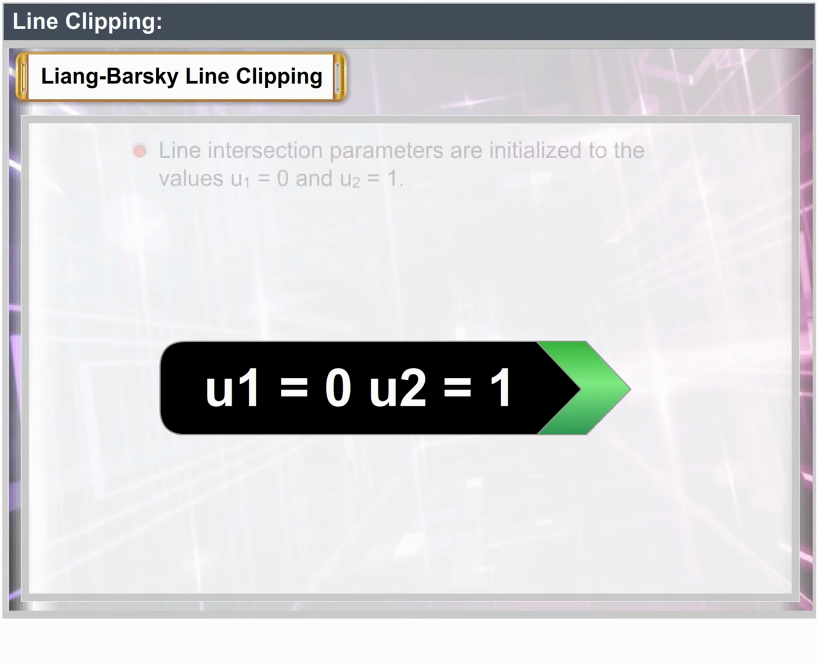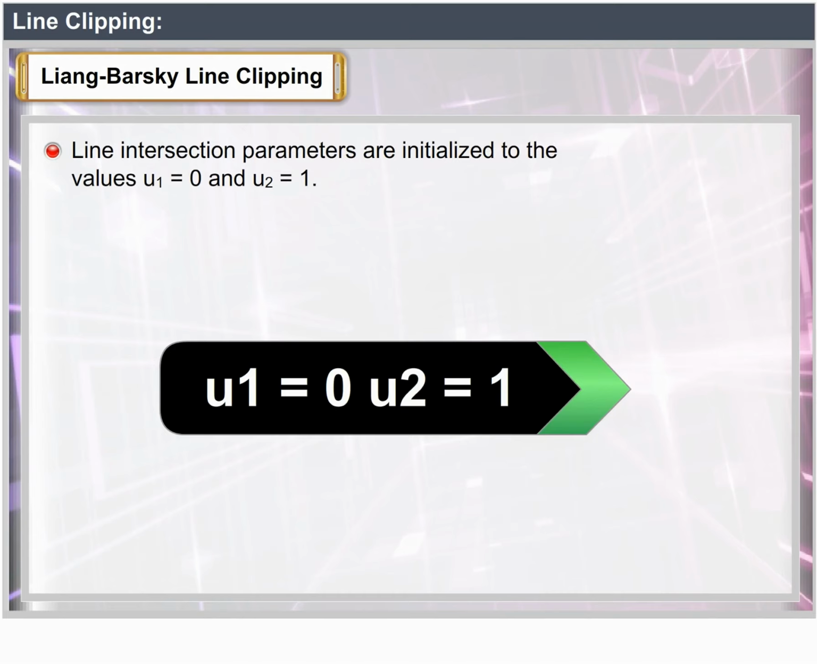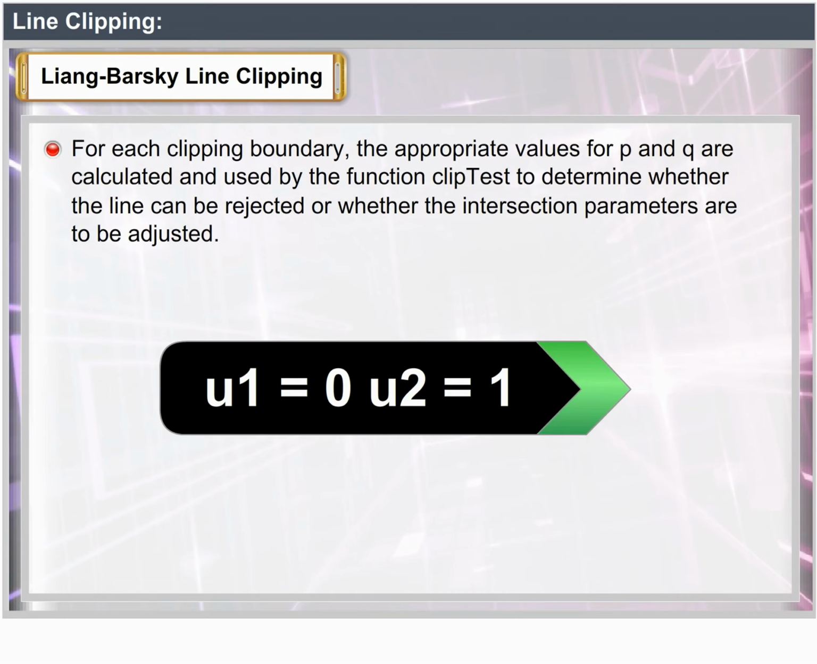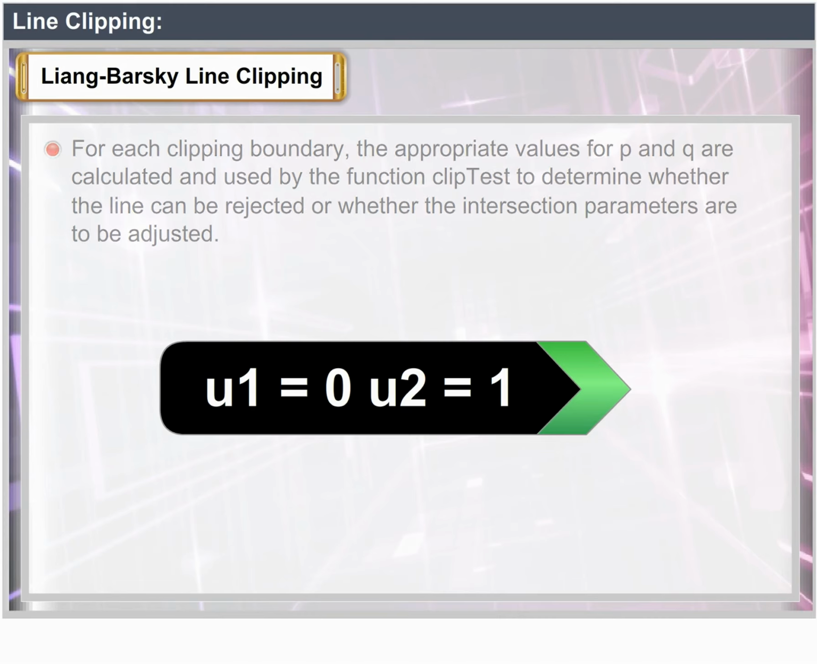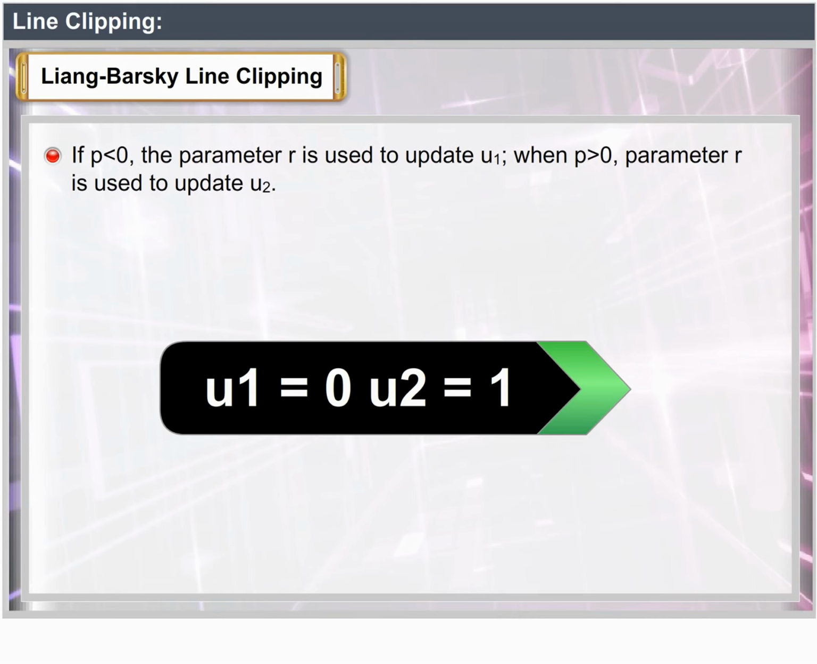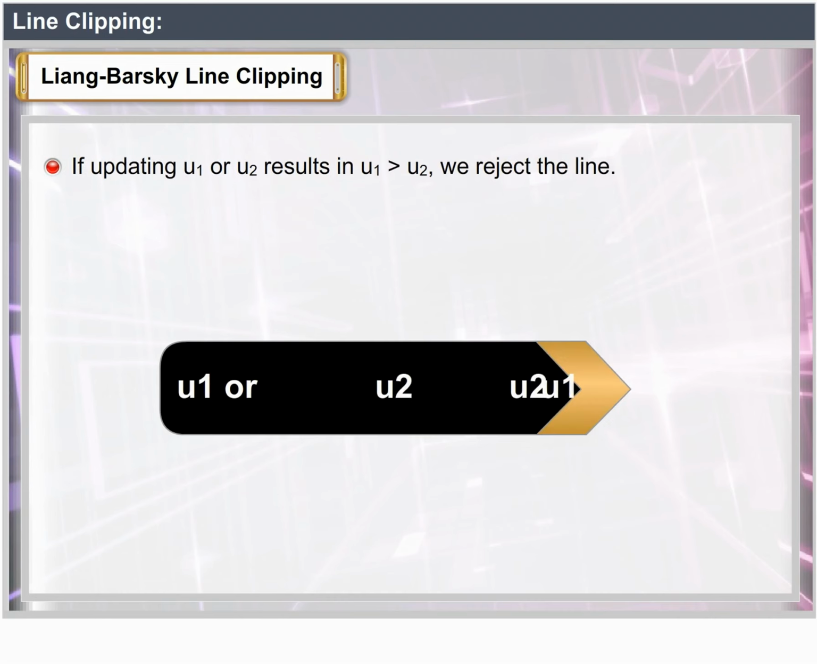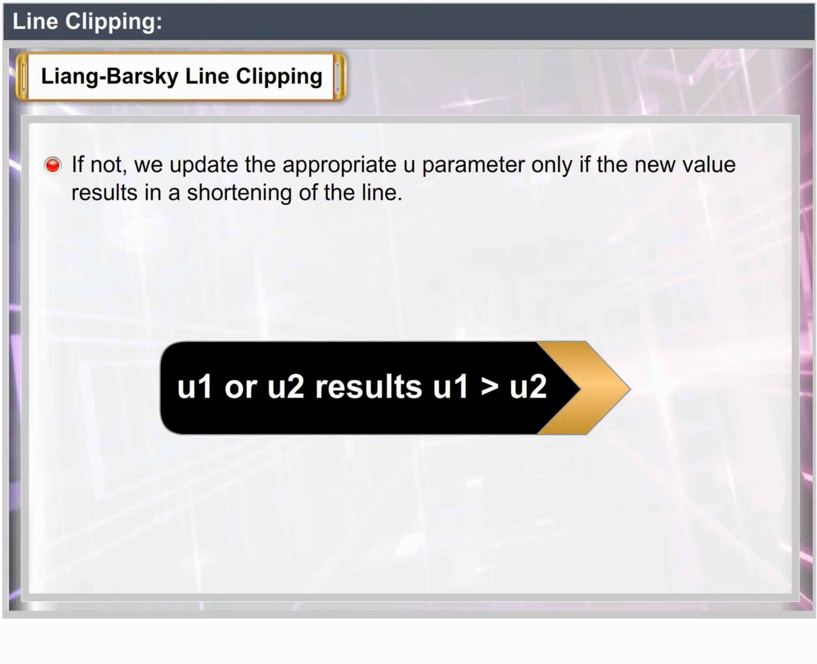Line intersection parameters are initialized to the values of u1 equals 0 and u2 equals 1. For each clipping boundary, the appropriate values for p and q are calculated and used by the function clipTest to determine whether the line can be rejected or whether the intersection parameters are to be adjusted. When p is less than 0, the parameter r is used to update u1. When p is greater than 0, parameter r is used to update u2. If updating u1 or u2 results in u1 being greater than u2, we reject the line. Otherwise, we update the appropriate u parameter only if the new value results in a shortening of the line.